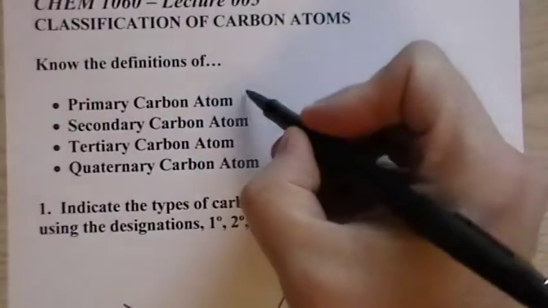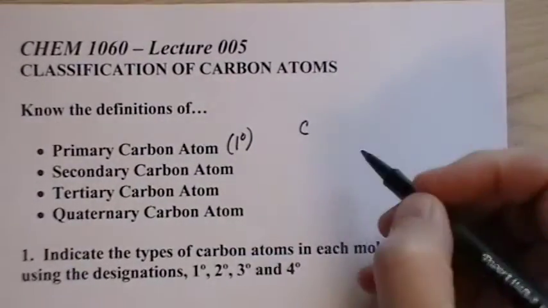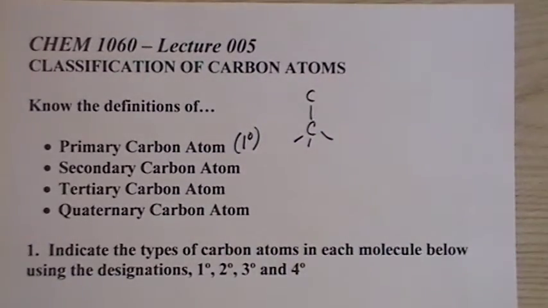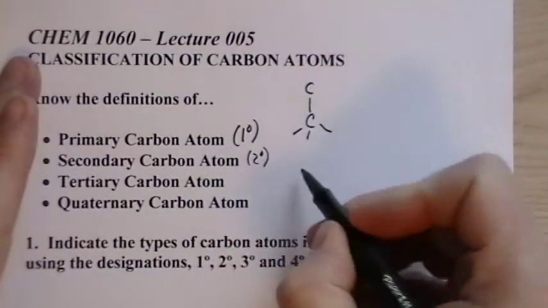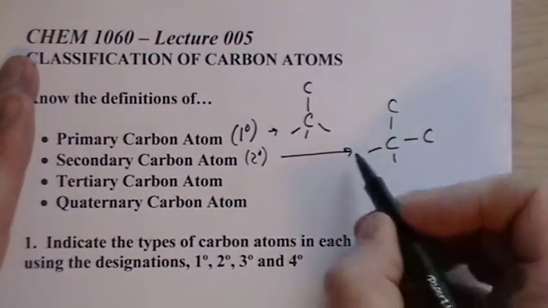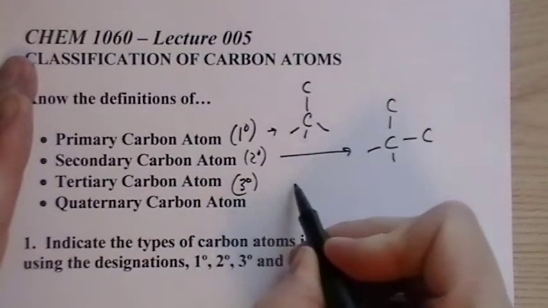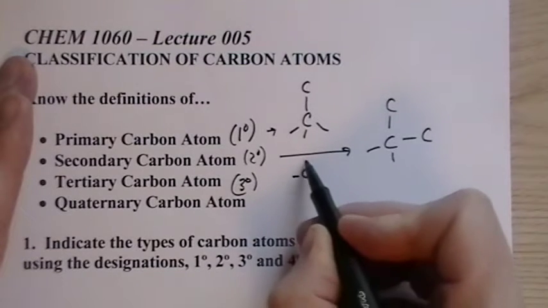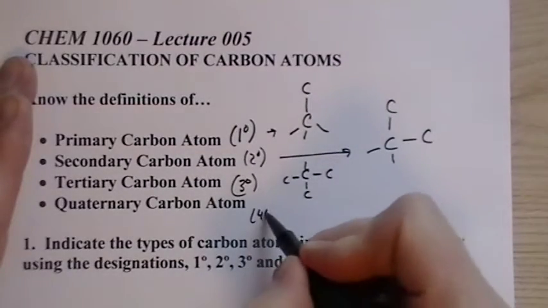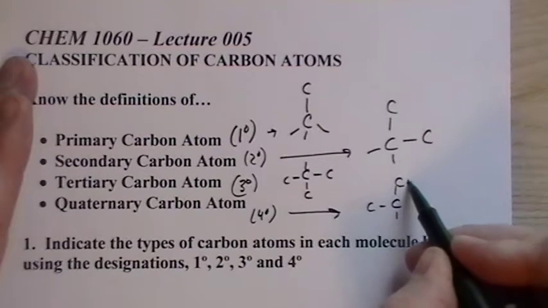A primary carbon, which can be designated as 1 degree, means that the carbon is connected to one other carbon. Secondary means the carbon is connected to 2 other carbons, and then the other bonds go to hydrogens or something else. A tertiary carbon is a carbon that is connected to 3 other carbons, and then to something else like a hydrogen. And then the quaternary carbon is connected to 4 other carbons.